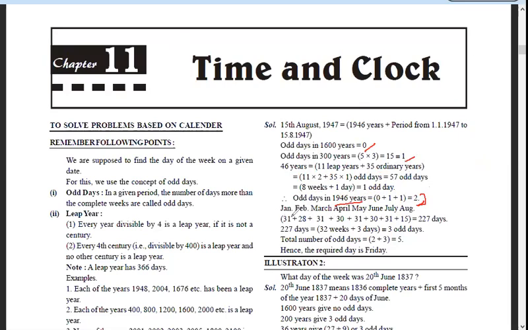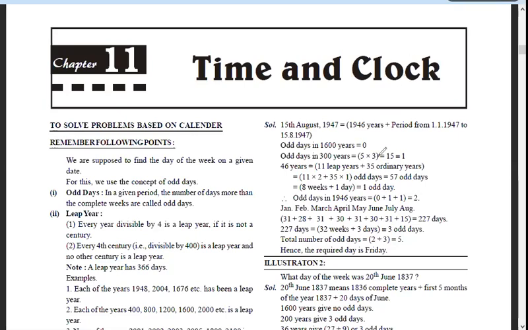Okay, very good, everyone. Now we are left with January till July or August. So calculate all the days. 1947 was not a leap year. So calculate total 227 days divided by 7. You will get 5. Now it is the 5th day. So first is Monday, second Tuesday, third Wednesday, fourth Thursday, fifth Friday. So it was Friday. Got it? I hope all of you can remember this.